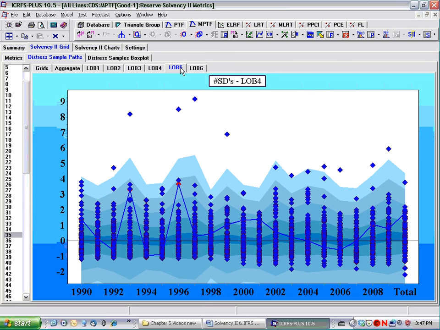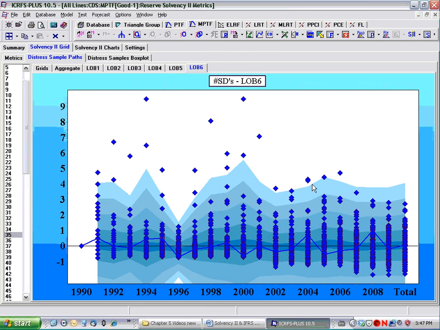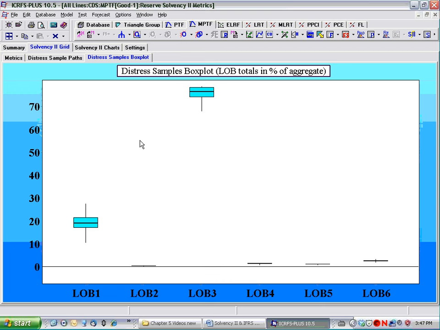If I look at LRB5, it actually does very little in terms of contributing to the distress, and LRB6. So you can look at the summary. If we look at distress samples box plots, that really tells you in terms of dollar values, most of the distress is coming from LRB3.